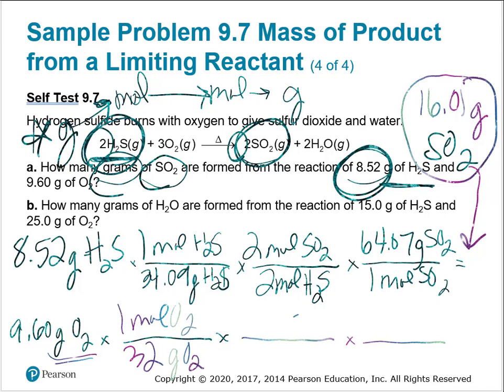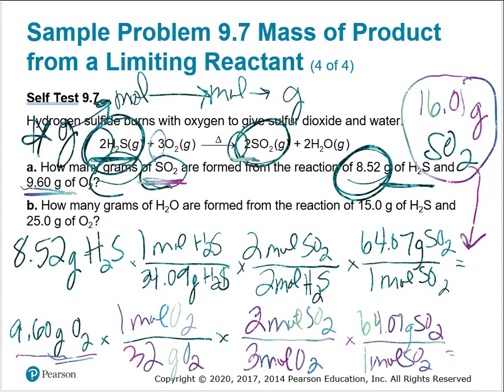Now let's move on to the second part of the question. We have 9.60 grams of oxygen. We want to figure out how many grams of SO2 are formed. So we're going to start with grams of oxygen, go grams to moles using the molar mass. There are 3 moles of O2 for every 2 moles of SO2. And then we have the same molar mass, the last piece here. And if we plug and chug correctly, we should get 12.8 grams of SO2 for the second part of part A.